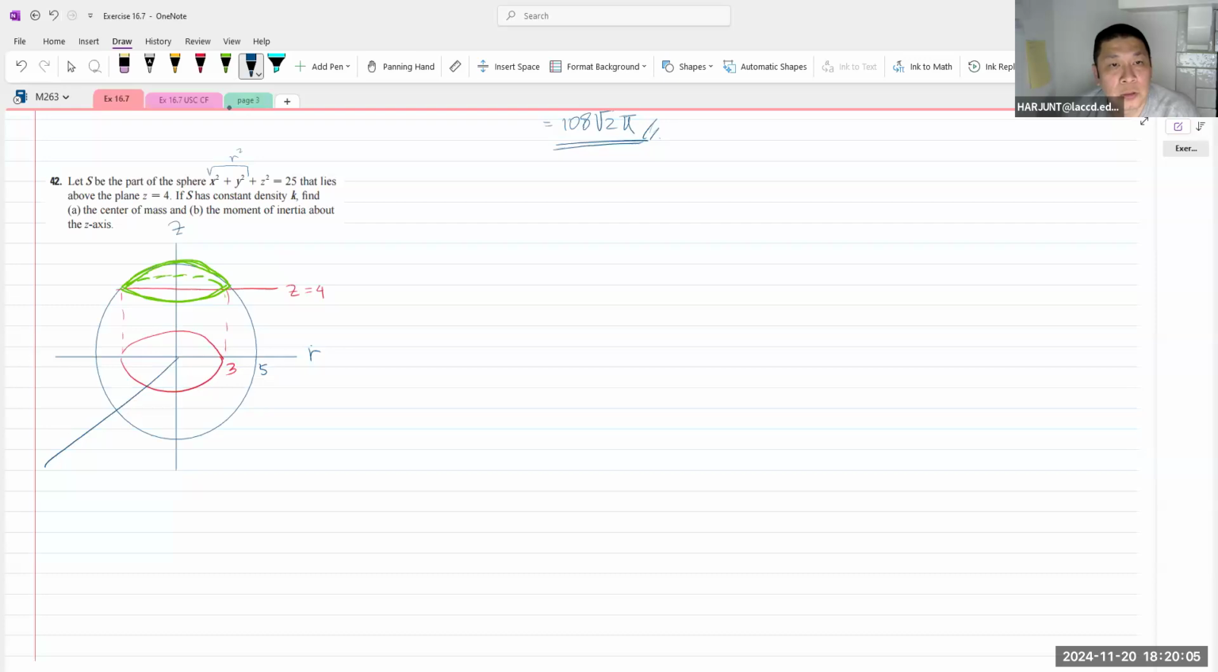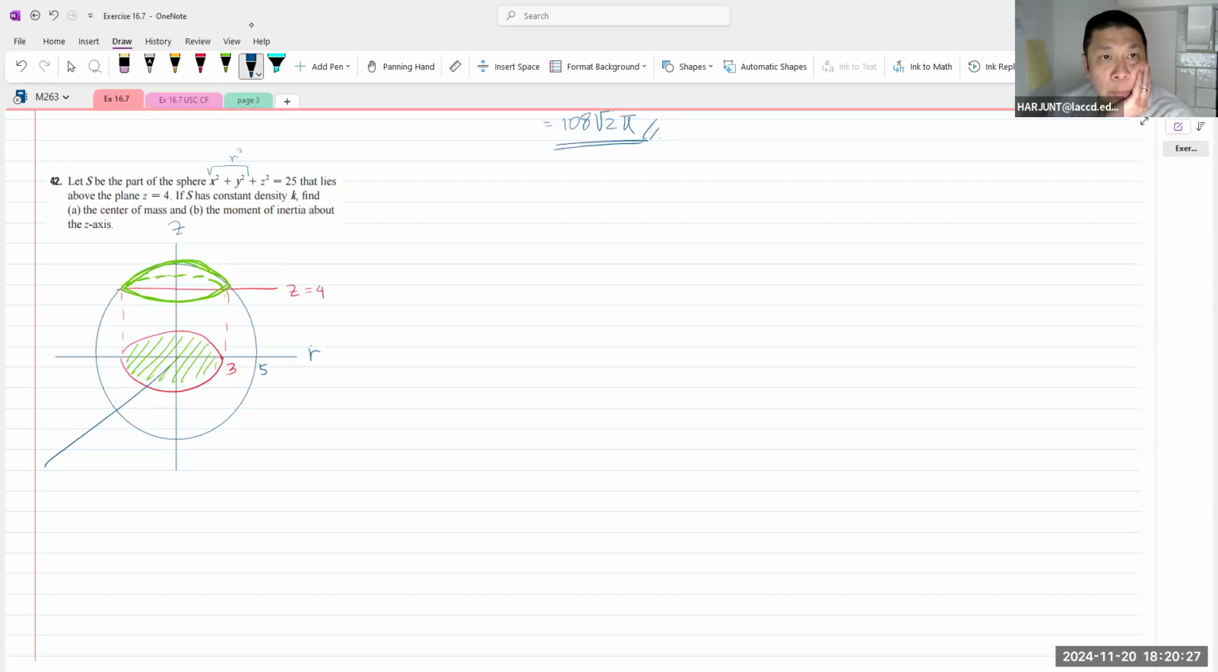If you have that sphere, we don't worry too much about the whole sphere. We only worry about that cap, right? The cap will have the shadow, a disk with radius 3 on the ground. That will give us the domain of integration though.